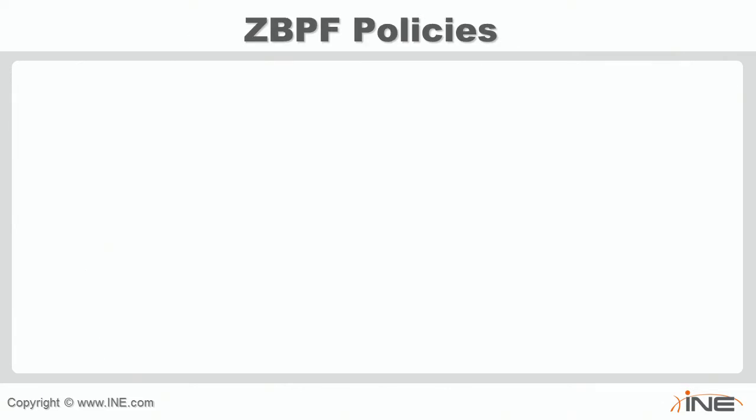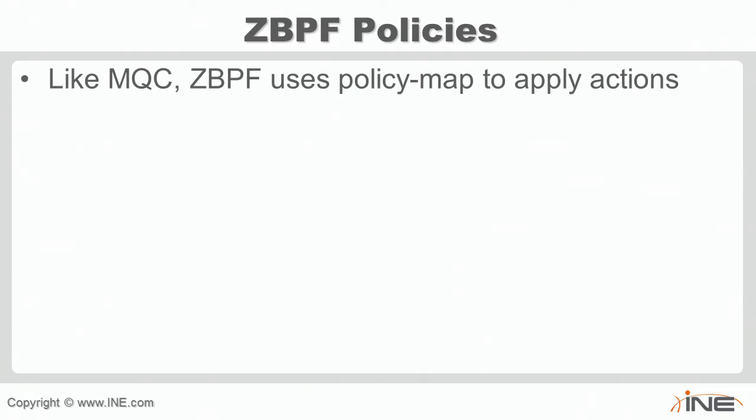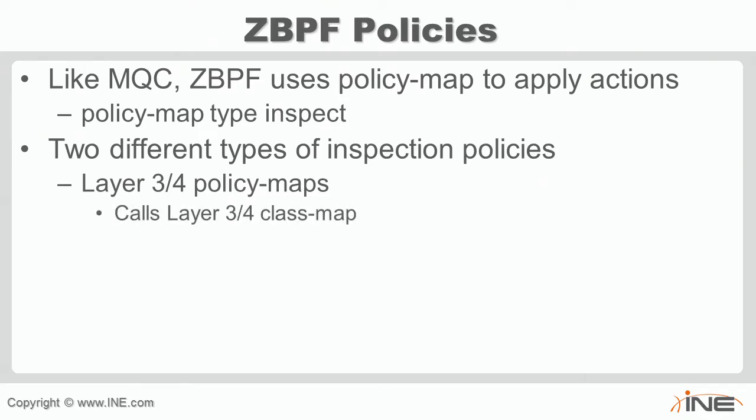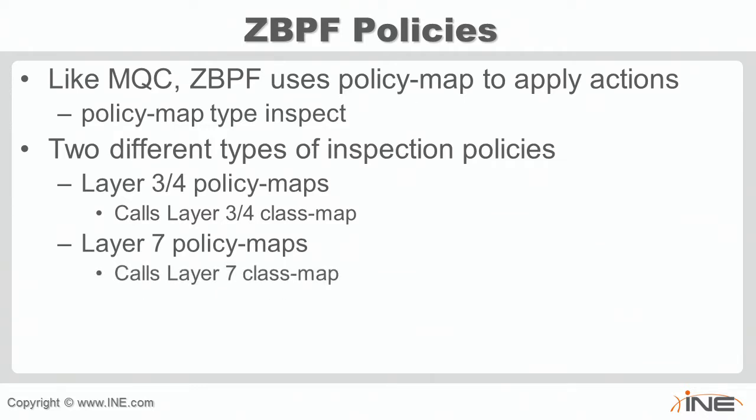Now, once the traffic is classified inside of the class map, just like in the modular quality of service, the next step would be to use a policy map to actually apply our action that we want onto the traffic. And just like where we have the class map of type inspect, we're going to use the policy map of type inspect. Additionally, just like the two different types of inspection classes, we have two different types of inspection policies. Where the first one is a layer 3, layer 4 policy map that is going to be referencing the layer 3, layer 4 class map. We also have the layer 7 policy map, which likewise is going to be referencing a layer 7 class map.